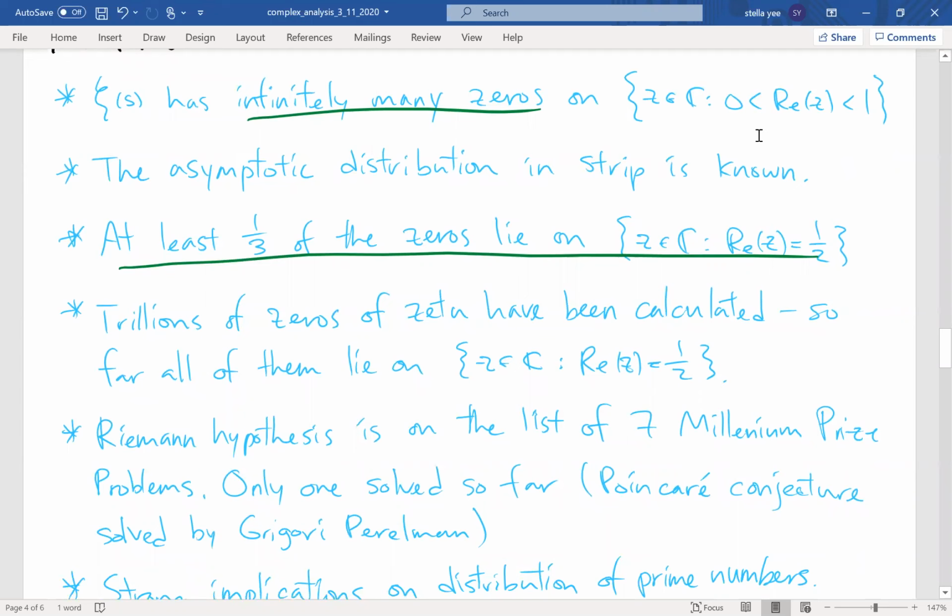We can use computers to compute trillions and trillions of zeros. And so far, all of them lie on the critical line. So it's looking like it's probably true, but that evidence is not a proof.